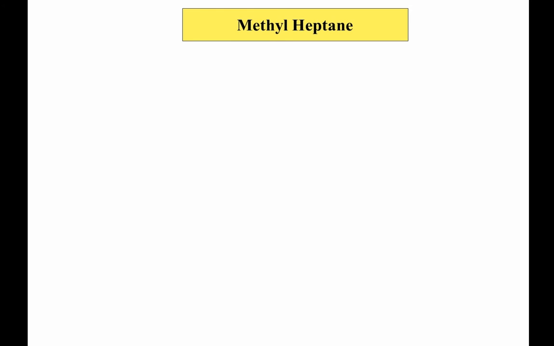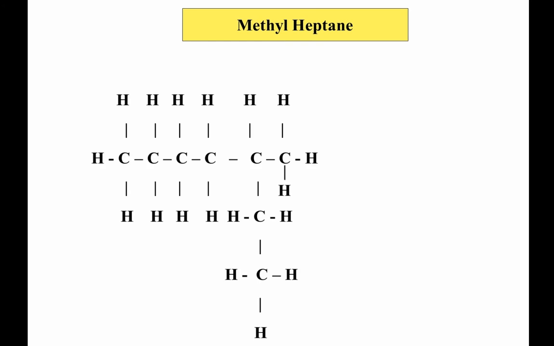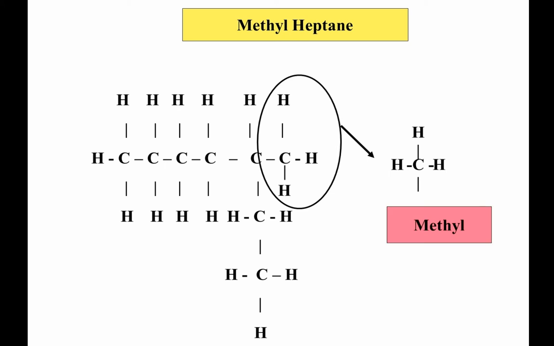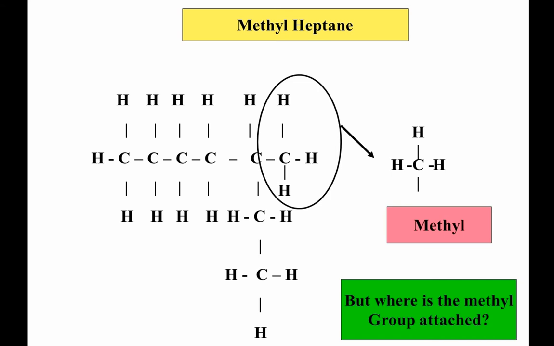Since we have a 1 carbon side chain, this is going to be called methylheptane. There's the side chain again. It's the CH3 or methyl group, thus methylheptane. But we're not telling you where that side chain is attached. And that's what we're going to do with our next slide.